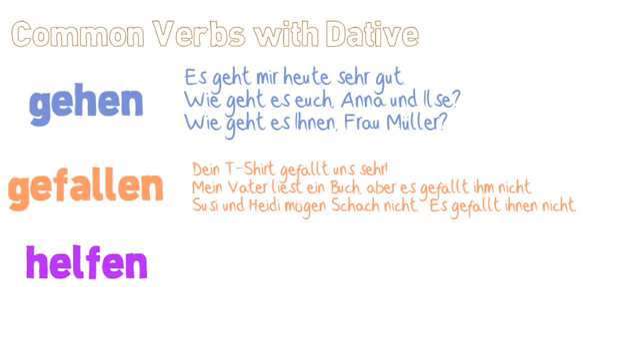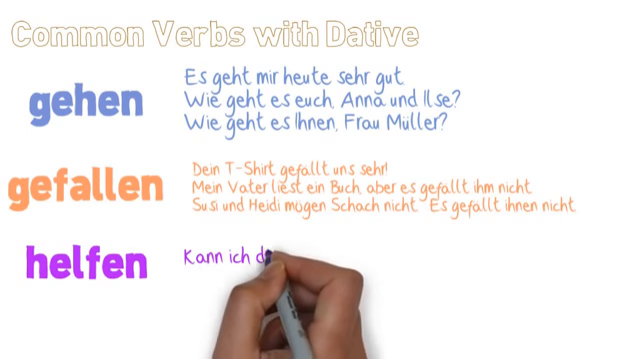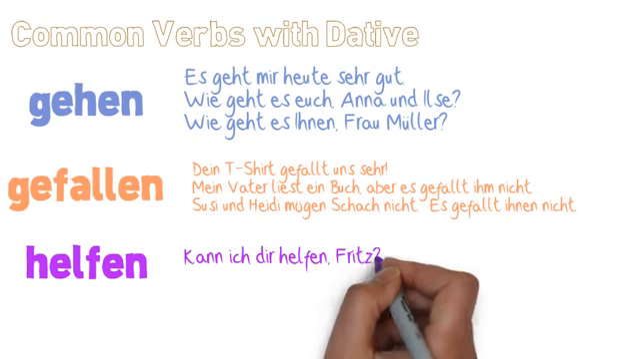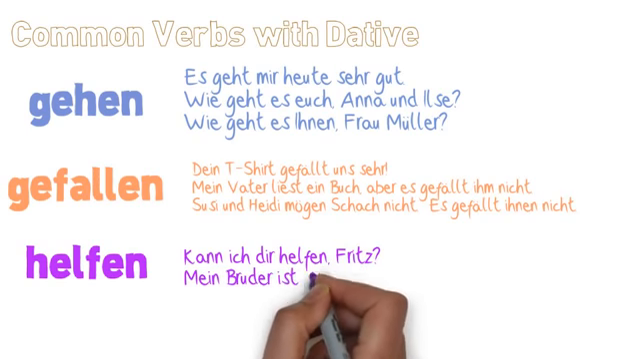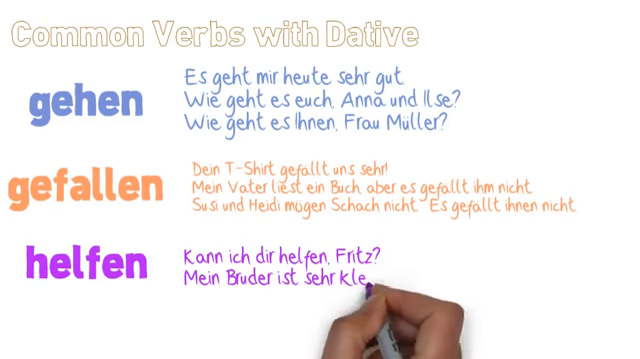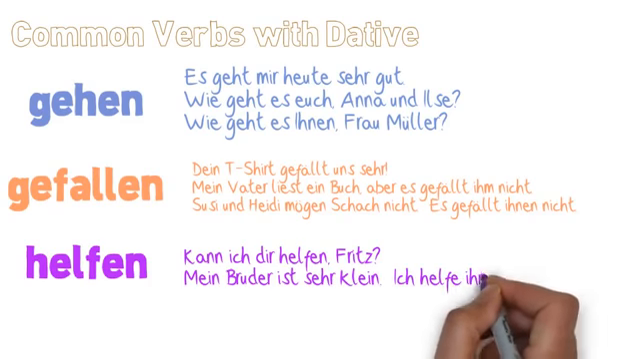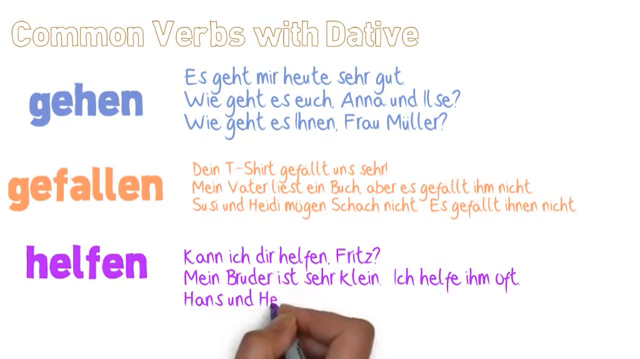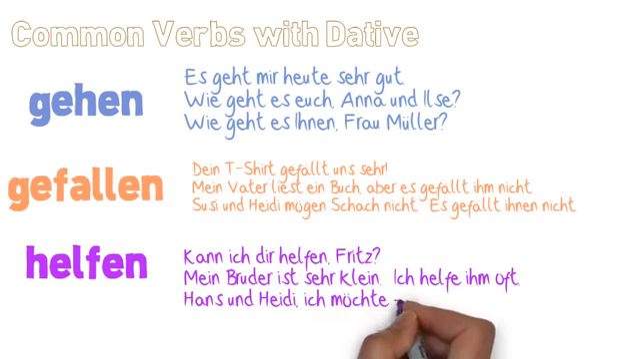Another verb using the dative case is helfen, which means to help. For instance, I could ask Fritz, Kann ich dir helfen? Can I be helpful to you? And I'd use the dative case pronoun rather than the nominative case or accusative case pronouns du or dich. Or I could say that I help my brother. Ich helfe ihm oft. Or I could offer help to two people by saying, Ich möchte euch helfen.